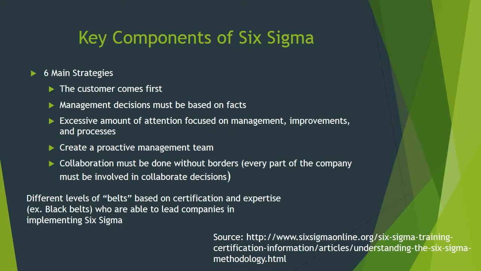There are 6 main strategies related to Six Sigma. The customer comes first. Management decisions must be based on facts. Excessive amount of attention should be focused on management, improvements, and processes. Create a proactive management team. Collaboration must be done without boundaries. Every part of the company must be involved in collaborative decisions.